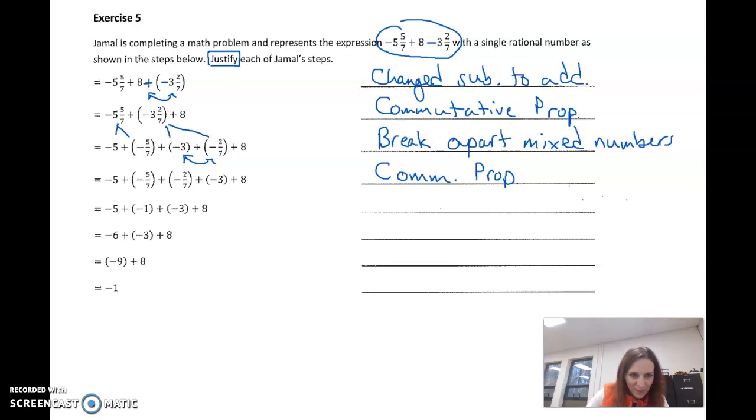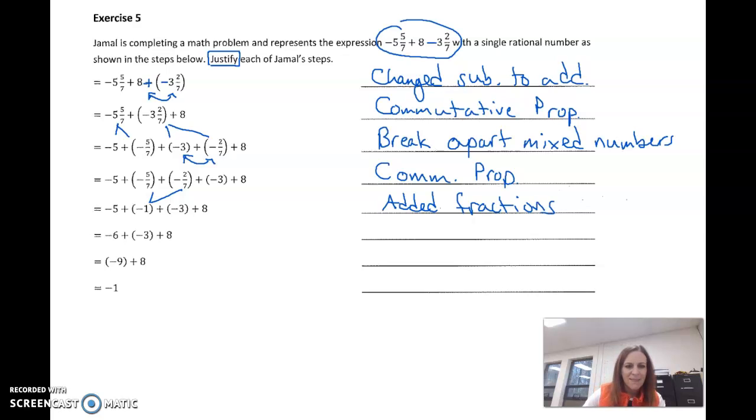Okay. All right, so now we're going from here to here. Well, I got my -5, I got my -3 and my 8. Oh, look at what he did. He added -5 sevenths to -2 sevenths. And that's -7 sevenths, which is just -1. So I'm just going to say he added the fractions. You could say rational numbers, and you're going to hear me say that in the power standards, but these are just two fractions, so we added together the fractions.